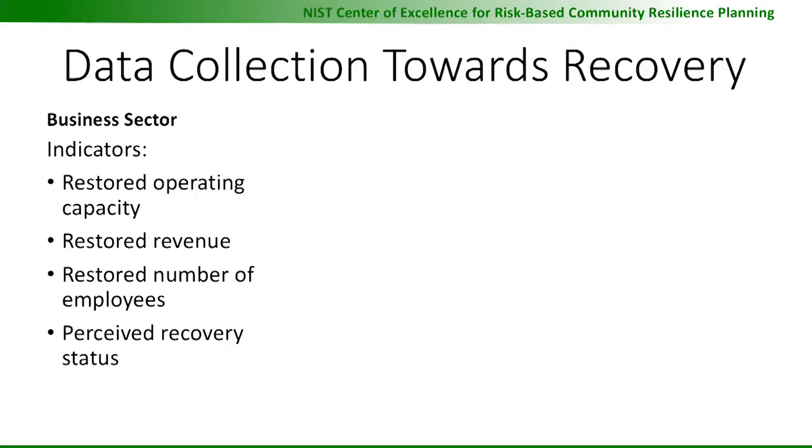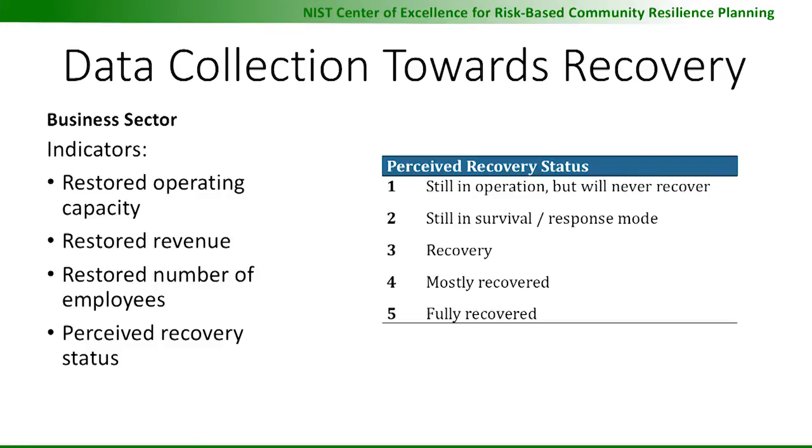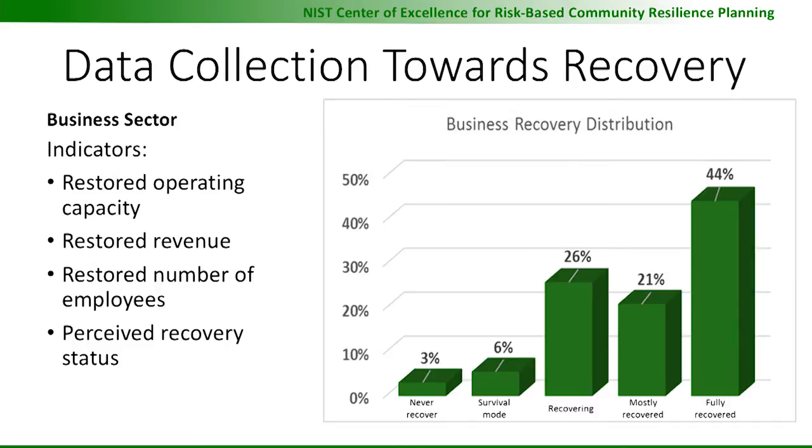So for businesses, we looked at restored operating capacity, restored revenue, restored number of employees, and, as I was talking about through that building imagery, the perceived status in recovery noted by the building owner or the manager who we were talking to. So this was a multiple choice question with 5 different answers, and if we take a look at this distribution across our business samples, we see that 44% of the owners or managers indicated that they were fully recovered. So that was really amazing to see. However, 6% indicated that they were still in survival mode, and 3% indicated that they would never recover from the impacts of the flooding, including one of the samples that I showed you earlier.